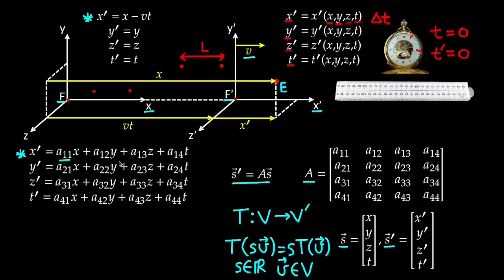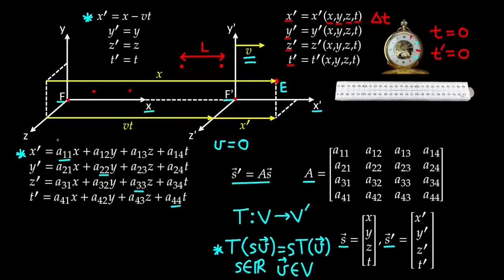Now to find the 16 coefficients, we expect them to depend on a relative velocity between the two frames. So essentially, if v equals 0, then the two frames always coincide, and we thereby expect the coefficients on the diagonal to be all 1, and all the other coefficients to be 0. So in this special case, we get x prime equals x, y prime equals y, z prime equals z, and t prime equals t.